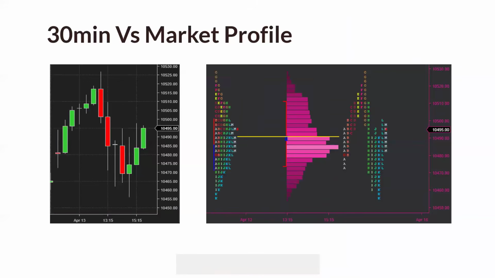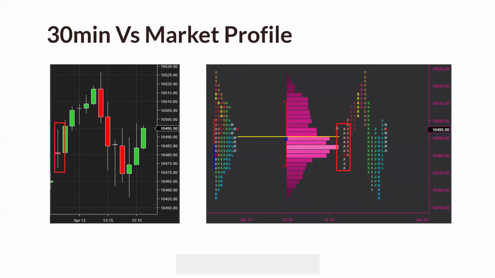So here is the comparison of how the 30-minute chart versus the market profile chart looks. What you can see here is that if you simply replace these candles with letters, that is what becomes a split profile. So here are the candles. I simply replace the candles over here with letters, right? The only thing is you will not get to see the open, high, low, close. Anytime you want, you can open the candlestick charts and check it out.